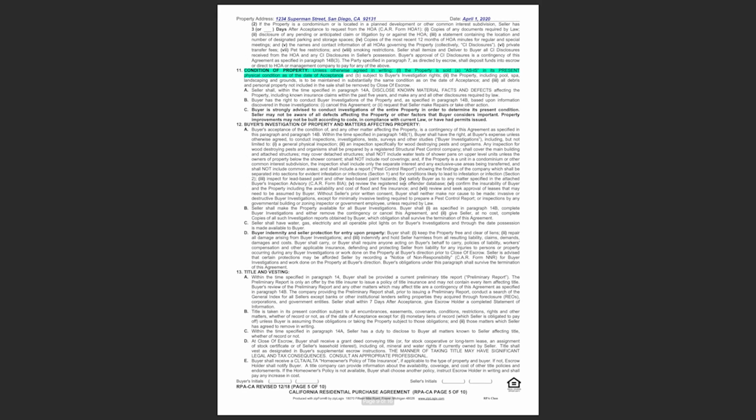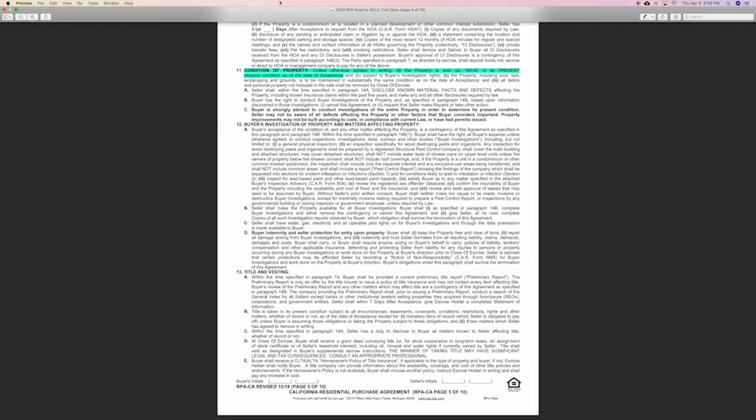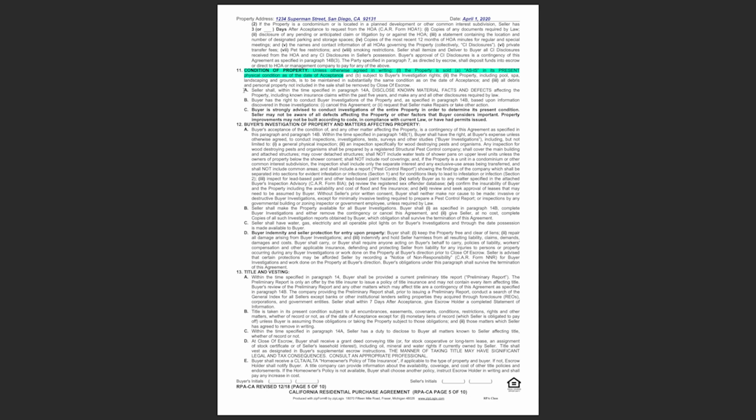Moving forward to page 5. Page 5, item number 11, I have highlighted in teal, condition of property. This is a very important clause that's often overlooked or misunderstood about the contract, so I want to take the time to pause here. Every single house is listed in as-is condition. How you see it is how you're going to buy it.